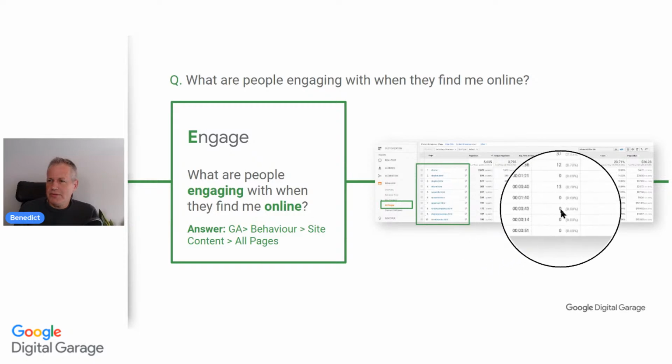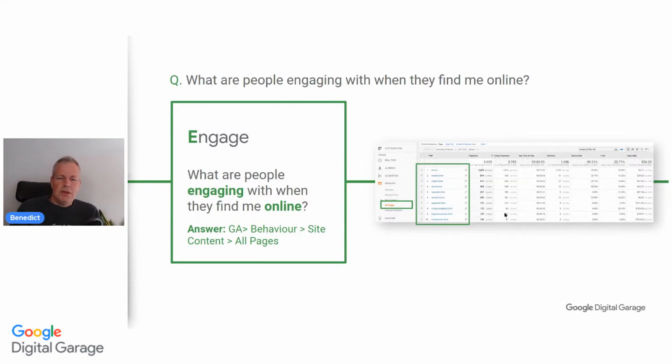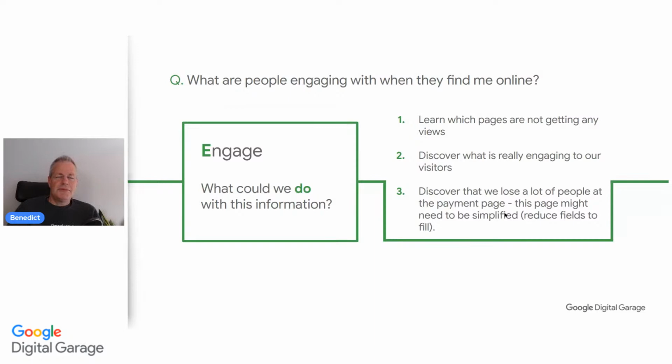So which one has got the most? All right, time up. So what are people engaging with when they find me online? So what can we do with this information? Of course, learning which pages are not getting any views, yes, sorry, the text is very small. Learn which pages are not getting any views, and then discover what is really engaging to our visitors.